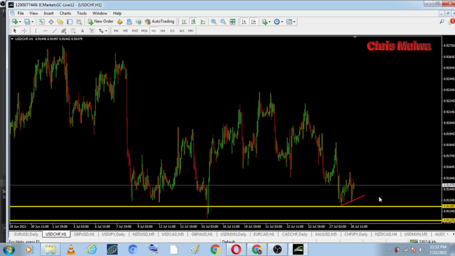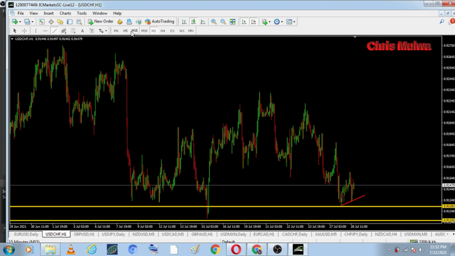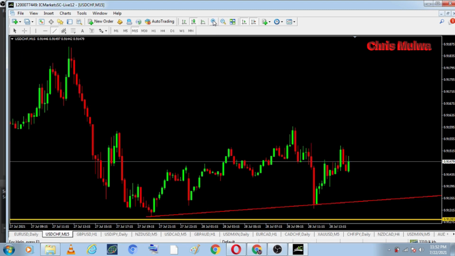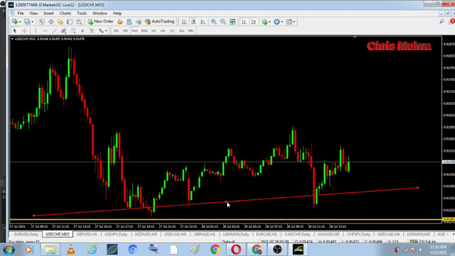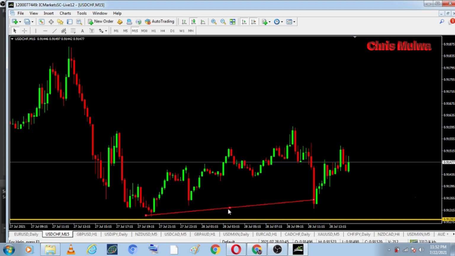I have come from the daily time frame. Please note, I'm on the hourly chart. Then I will go directly to the 15 minutes time frame. Here it is, the 15 minutes time frame. And I can see that there is an up trade that has been disobeyed here. This is a very dangerous market to scalp. But let me see.